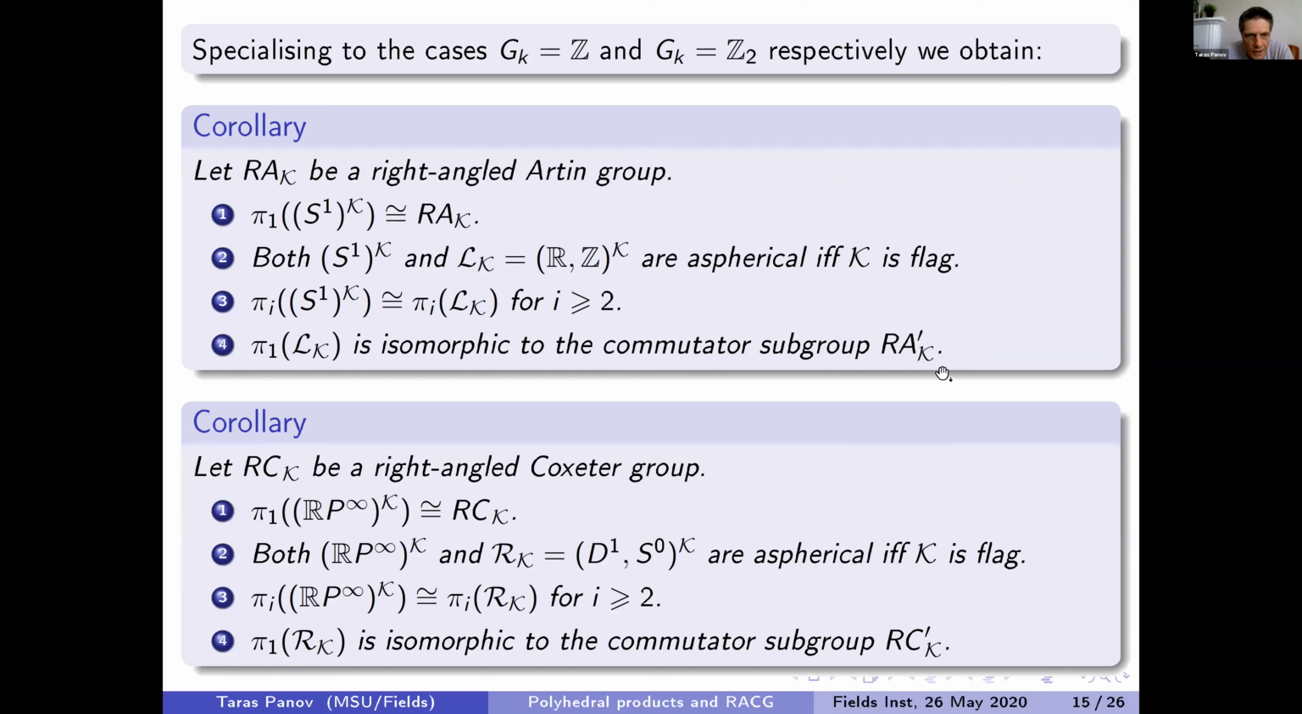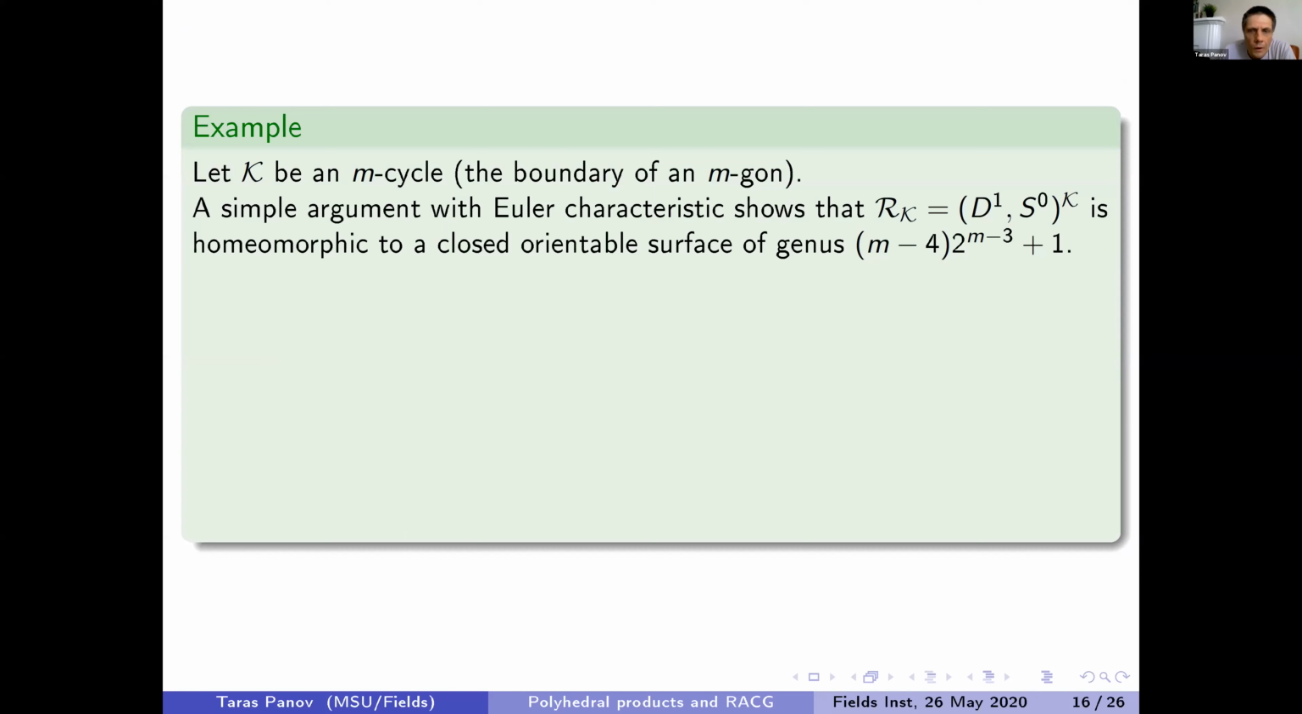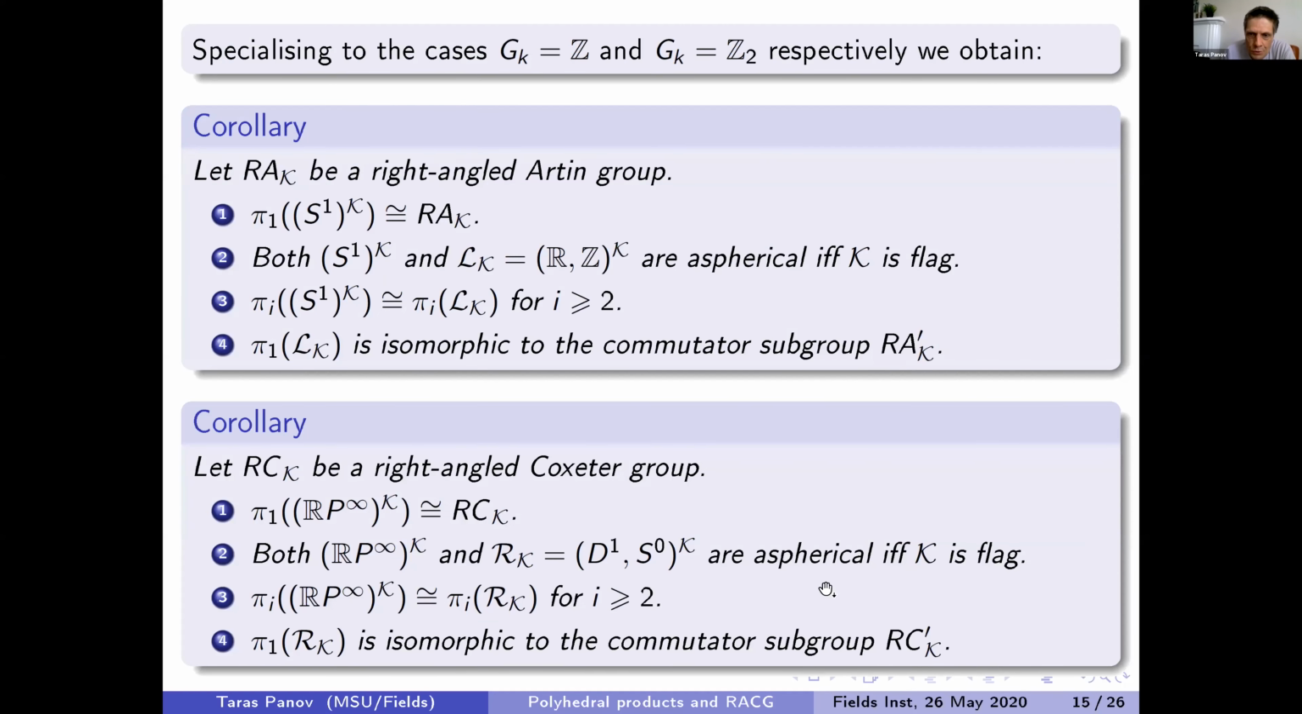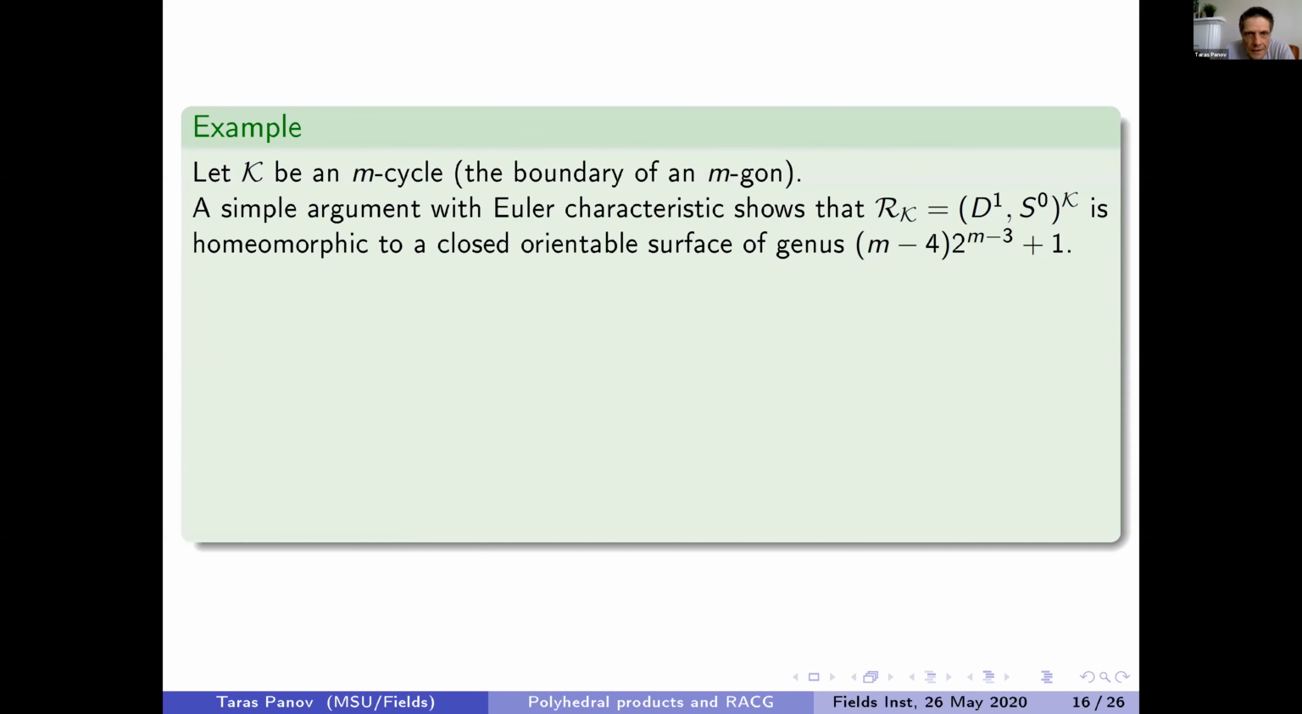And similarly for right-angled Coxeter groups, but here you have a finite K(π,1) space. The fundamental group of this real moment-angle complex is the commutator subgroup of the right-angled Coxeter group. I am primarily interested in those two commutator subgroups. First of all, they have a very nice geometrical meaning, which can be illustrated by two examples.